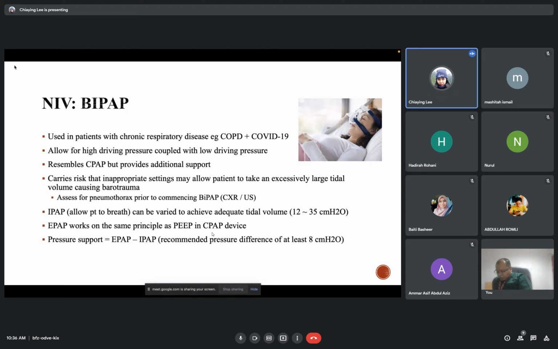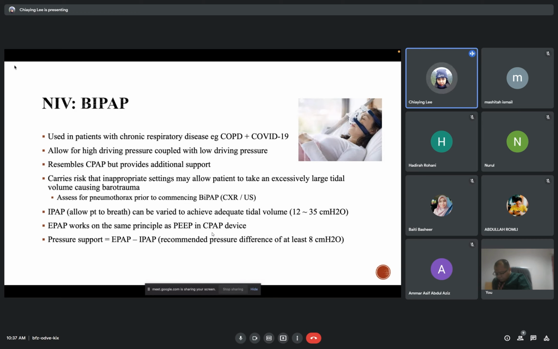Okay, BiPAP. BiPAP, we give to patients with chronic obstructive respiratory disease, like say this patient has asthma, COPD, plus COVID. We give BiPAP because it allows for high driving pressure coupled with low driving pressure. It resembles CPAP but provides additional support. If you give BiPAP, it carries the risk that inappropriate settings may allow the patient to take in a huge tidal volume, which causes barotrauma. So we need to assess for pneumothorax prior to BiPAP.